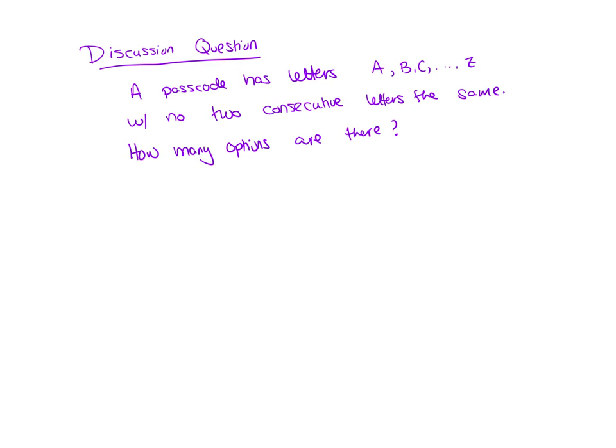We'll end this video with a final discussion question. A passcode has letters A, B, C, all the way up to Z. So just 26 options. I forget how many letters there are. And I know that no two consecutive letters are the same. So I can't have A, A, but I could have A, B, and then another A after that. And I want to know how many options there are if, let's add a total number, there are, let's say, 7 letters total in that passcode. Again, we'll talk about that in class.